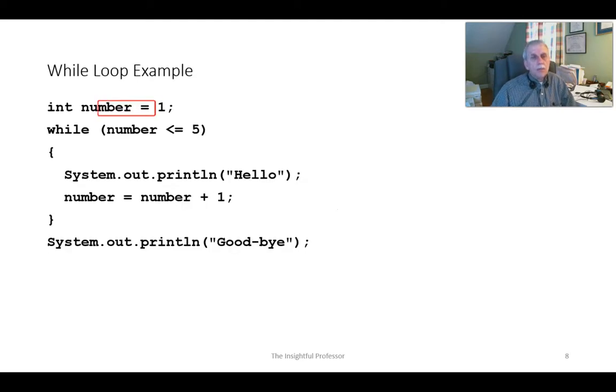Here's a simple example where we have a variable called number, which is declared to be of type integer. We assign a value of 1 to the number. This is the priming operation. We get number ready to be tested.